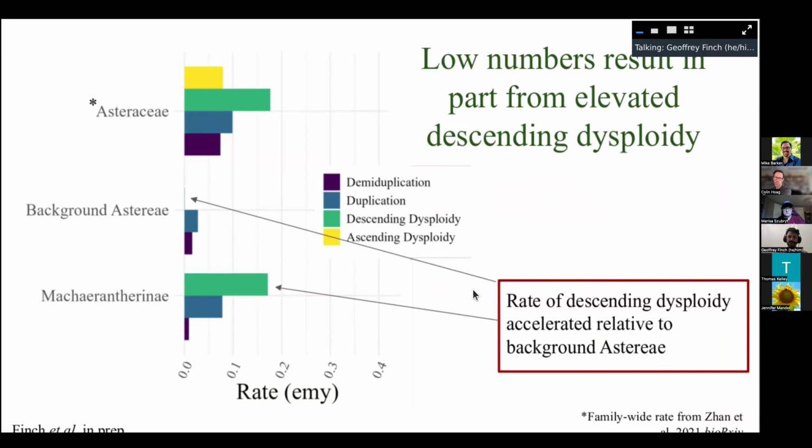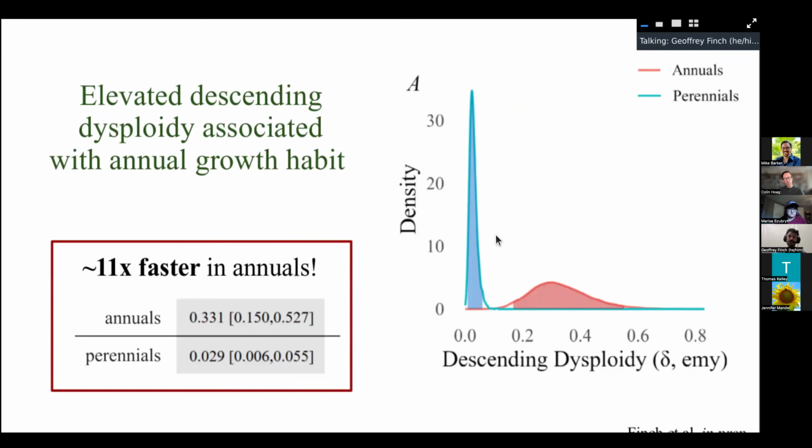Now, some of my previous research has established that the Macrantherinae experienced an acceleration of descending dysploidy with their origin relative to a background group of Asteridae. That's what's shown here in these green bars, where you can see in the background group, the rate of descending dysploidy is very low. And then with the origin of the Macrantherinae, we see this big jump. So those low numbers that we see definitely are resulting, at least in part, from rapid descending dysploidy. And that rapid dysploidy is also associated with the high proportion of annuals. I found that the rate of descending dysploidy is about an order of magnitude higher in annuals than in perennials in this group.